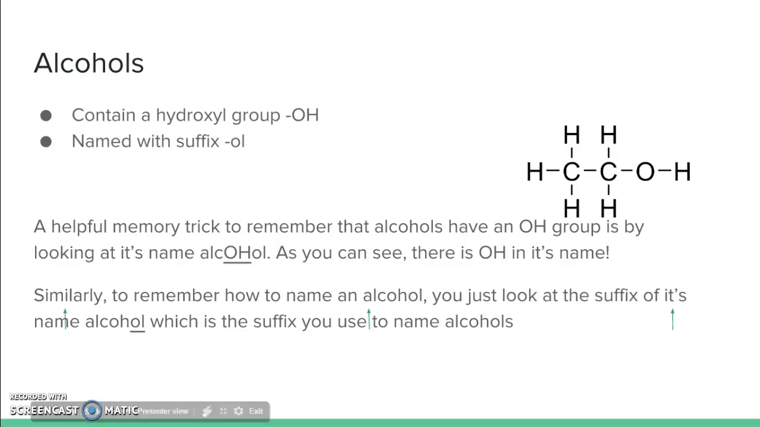Okay, so now as we dive into the functional groups, I'll first talk about alcohols. Alcohols contain a hydroxyl group, OH, and they're named with the suffix "-ol". The helpful memory trick I use to remember that alcohols have a hydroxyl group, or an OH group, is by looking at its name, alcohol. As you can see, which I underlined, bolded, and capitalized, there's OH in its name, which means that there's going to be a hydroxyl group.